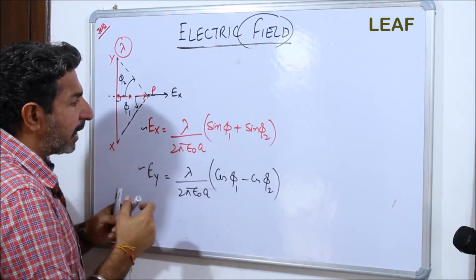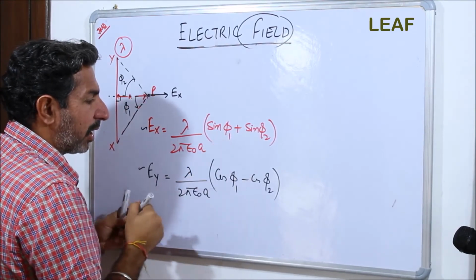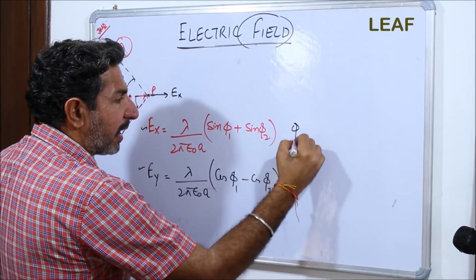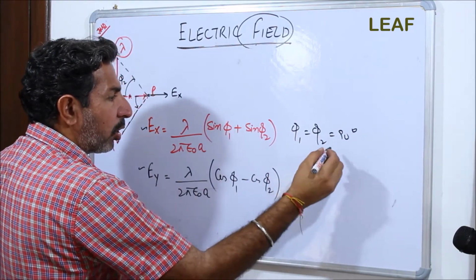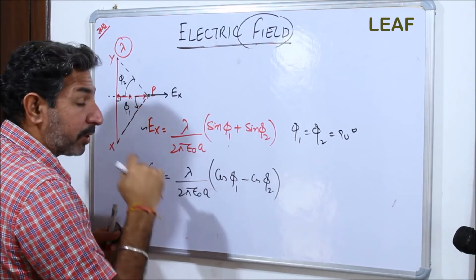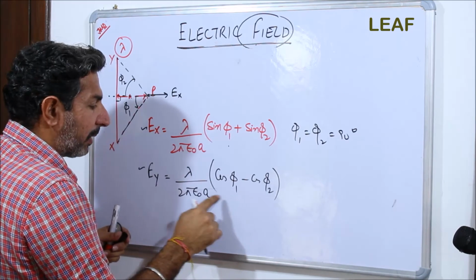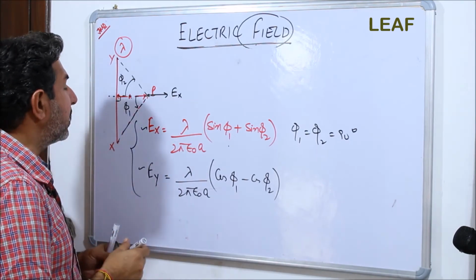And for an infinite length of wire, phi 1 is equal to phi 2 is equal to 90 degrees, and if you put it right here, Ex will become 2 lambda by 2 pi epsilon naught A, and Ey will become 0. And that is the clear solution for a straight wire.